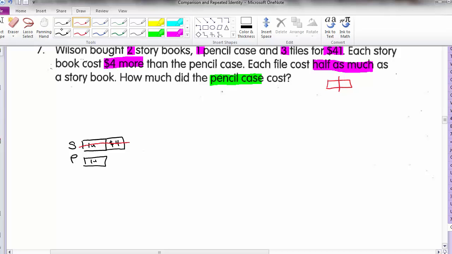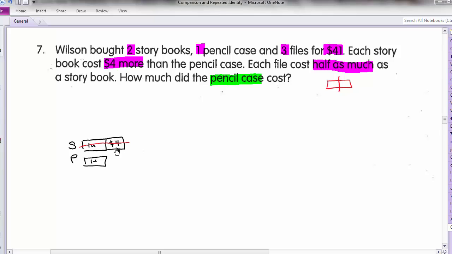Now what's going to happen to this $4? Half of $4 is 2. Okay, so this part here is $2. But half of 1 unit? It's half a unit. It's odd.